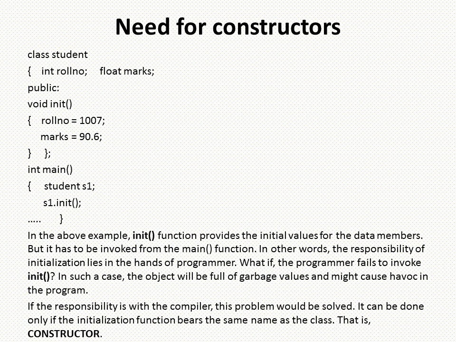What is the need for constructors? First, let us see the example program. Class student, int roll number, float marks. So there are two data members available here. And under the public section, you can see void init. This is the member function, and this member function gives the values for the data members here. You can see roll number equal to 1007, marks equal to 90.6.